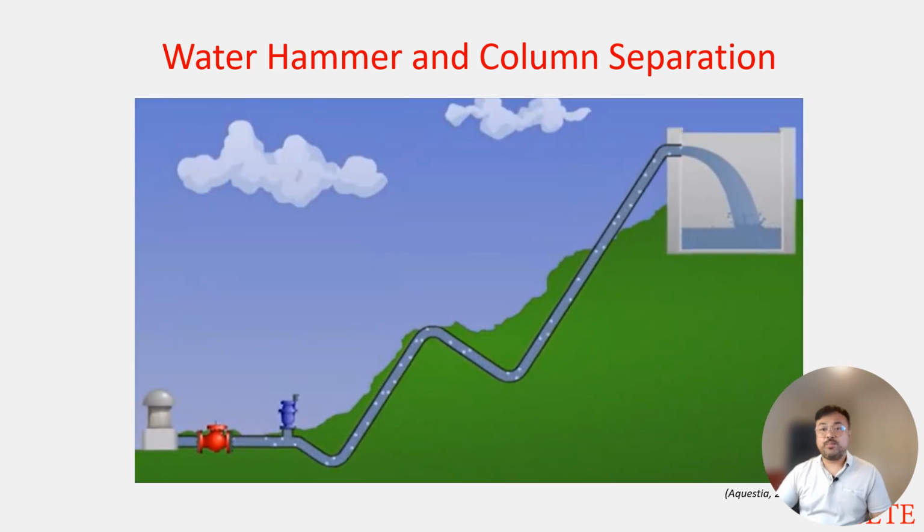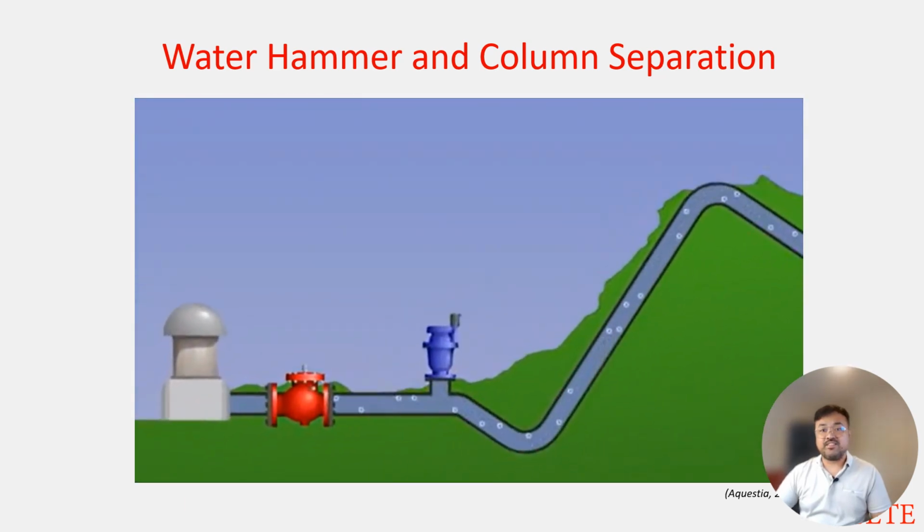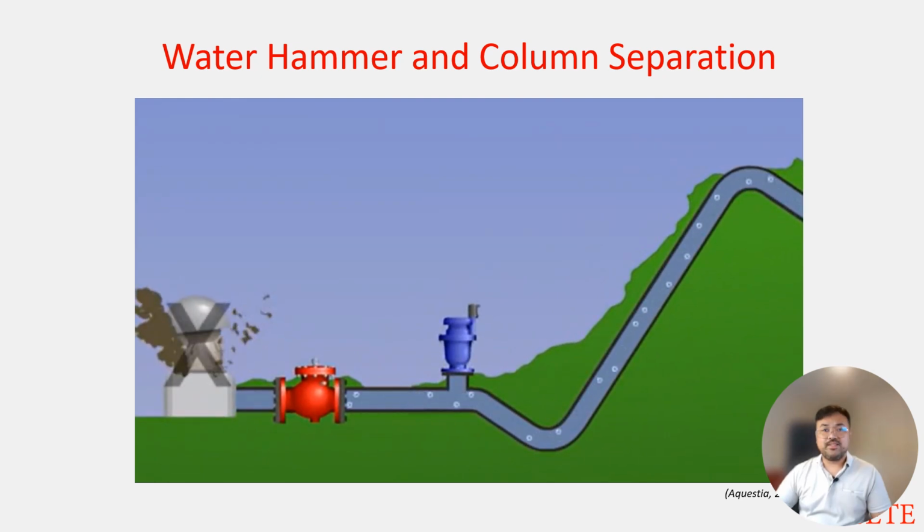However, in a system equipped with surge protection, such as an air valve, during a pump trip, the valve introduces air into the system. This air cushions the water column, maintaining pressure and preventing vacuum formation, and reducing the risk of pipe collapse by mitigating the pressure surges.